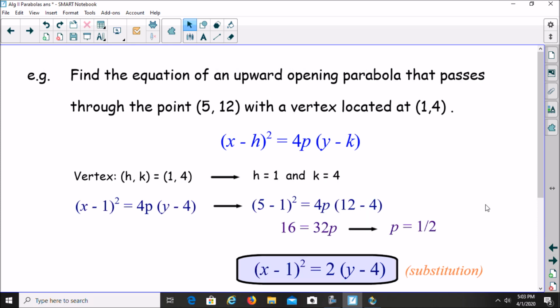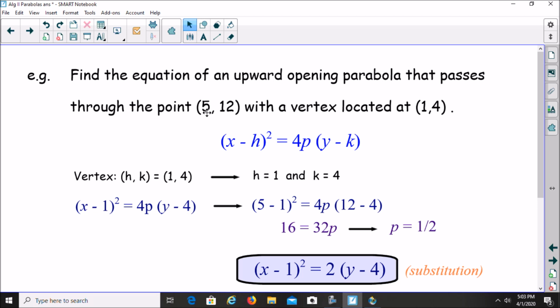Here's a similar example. Say we want to find the equation of an upward opening parabola that passes through the point 5, 12 with the vertex located at 1, 4. Once again, a reminder of the standard form for the equation of a parabola. We know that the vertex is located at h, k. Since we are given the vertex, we know h is 1 and k is 4. If we substitute those values into our standard form, we end up with x minus 1 quantity squared equals 4p times quantity y minus k, or y minus 4, which you'll see here in dark blue.